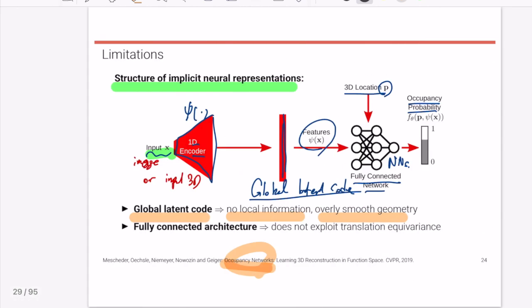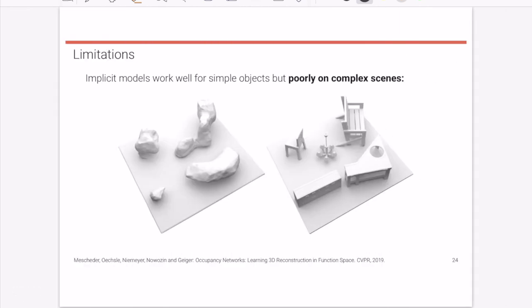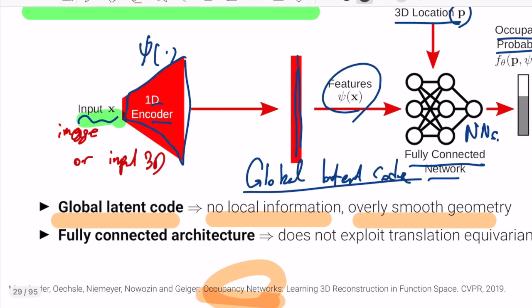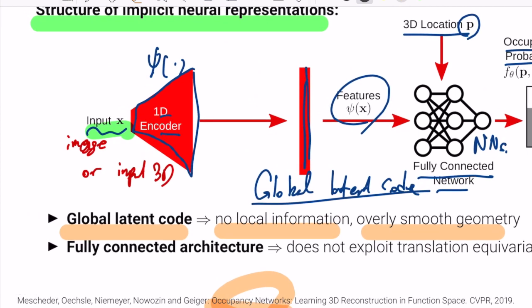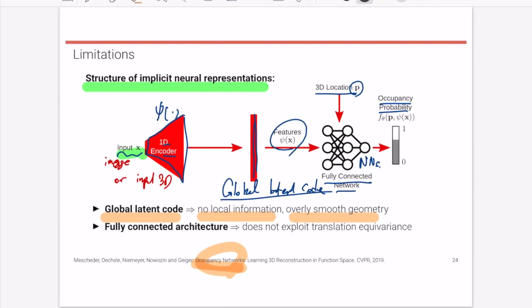Where is that? 3. So implicit models like the occupancy network work well for simple objects, but poorly on complex scenes, because they want to encode most of the conditional information into just a simple 1D vector. And so thus we lose some local details of the content information. So that was the bottleneck of the occupancy network.